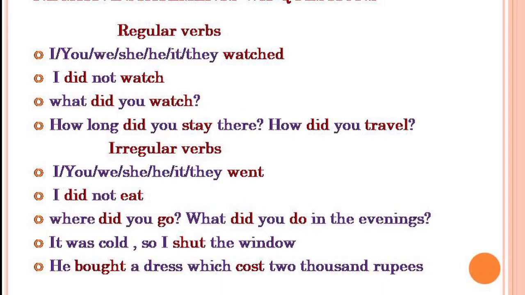I was cold, so I shut the window. The past tense of shut is the same form. Shut the window. He bought a dress, buy, bought, which cost, past tense of cost is cost, 2,000 rupees. So these all are irregular verbs. They do not form their past tense by adding ed or d.